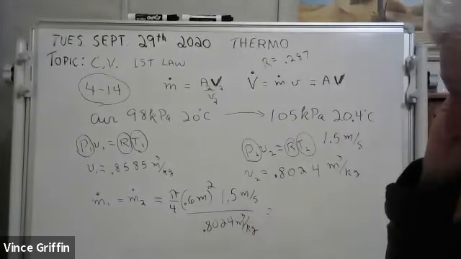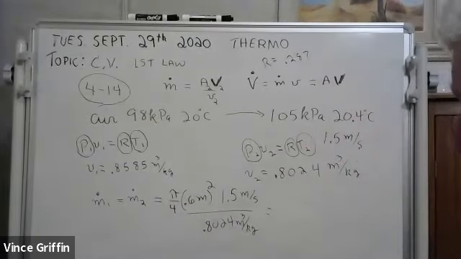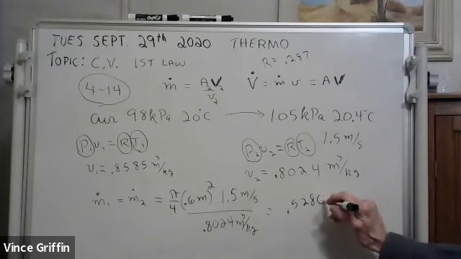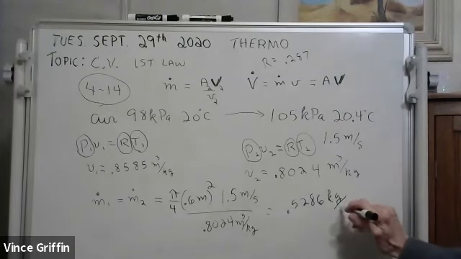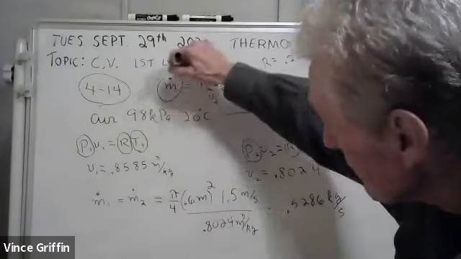Okay, we're going to get the mass flow rate. It'll be the same for going in or out. All right, here goes. Well, I get 0.5286 kilograms per second. Mass flow rate. Going in, going out, it's the same. So, ta-da, we just figured that out.